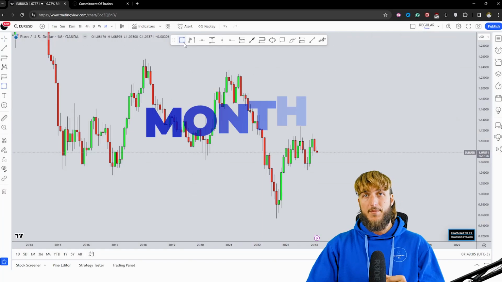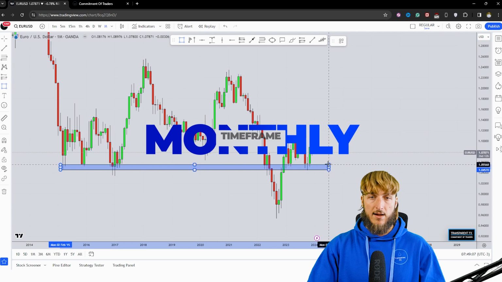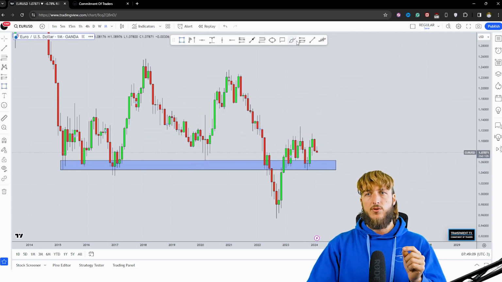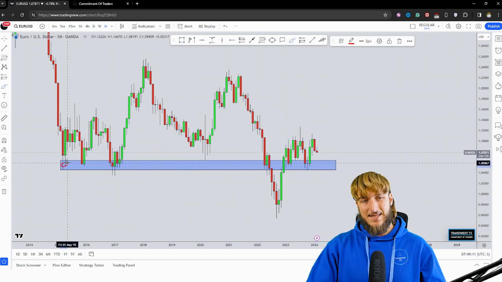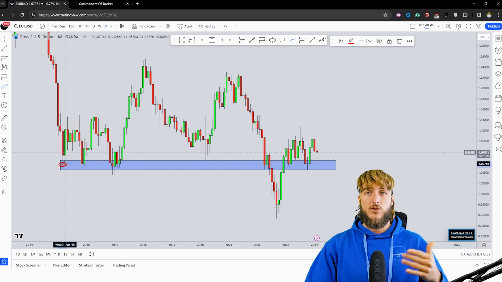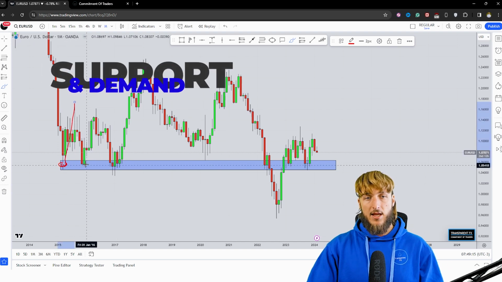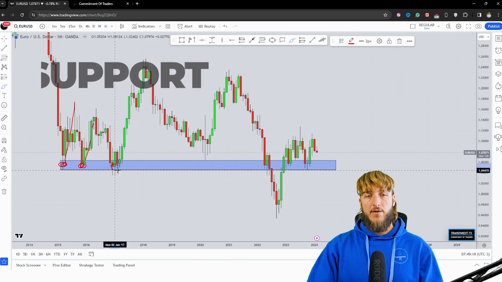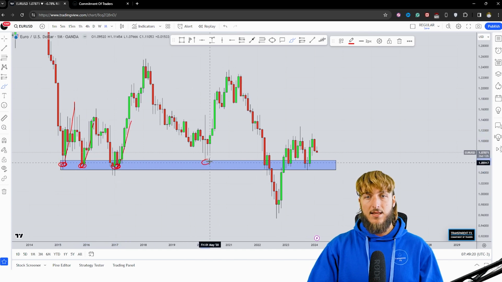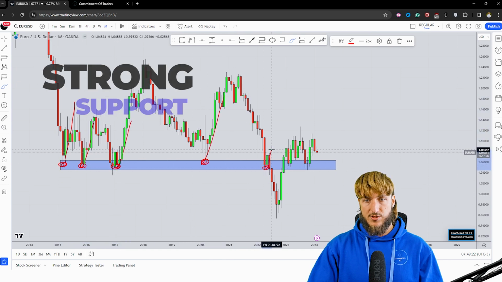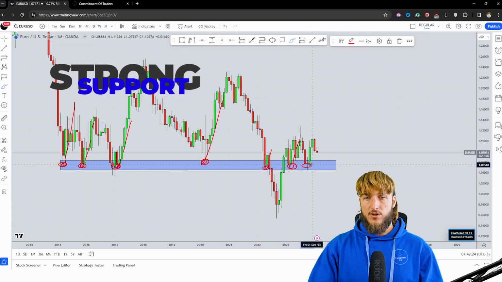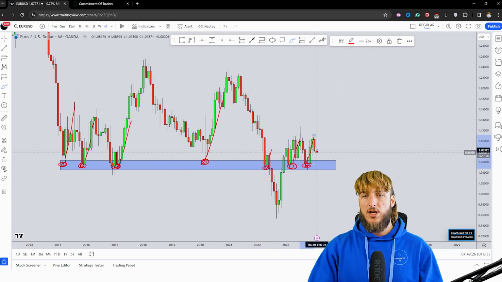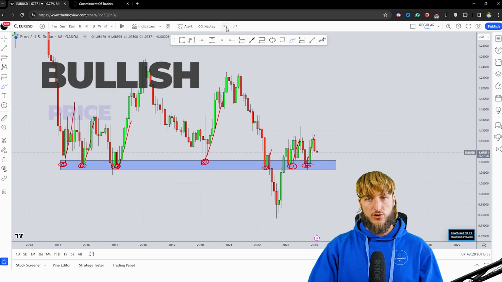Now, starting from the monthly time frame, what do we have? From a monthly standpoint, we can see how the market has tested this very strong historical support and demand area multiple times, and every single time that the market tested it, it immediately rejected it to the upside. So from a monthly standpoint, everything seems quite bullish, and we could expect more bullish continuation.